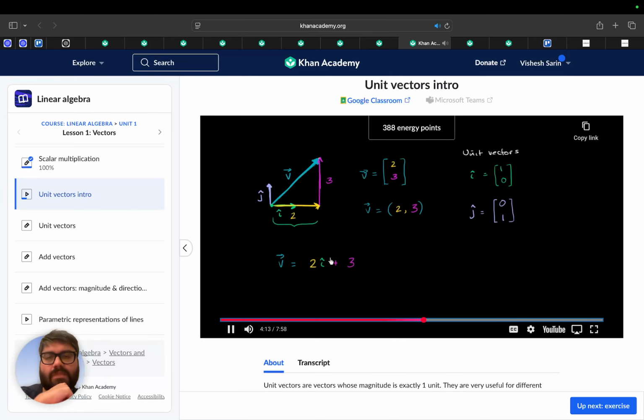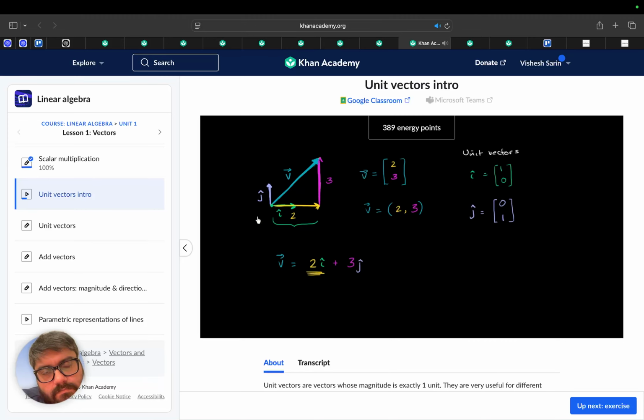Let me write it like this. 3 times j. Once again, 3 times j is going to be this vector right over here. And if you add this yellow vector to the magenta vector, notice we're putting the tail of the magenta vector at the head of the yellow vector. And if you start at the tail of the yellow vector and you go all the way to the head of the magenta vector, you have now constructed vector v.